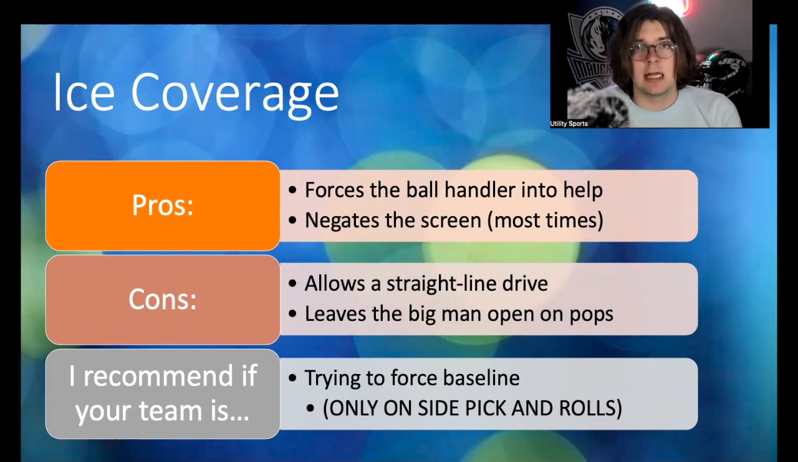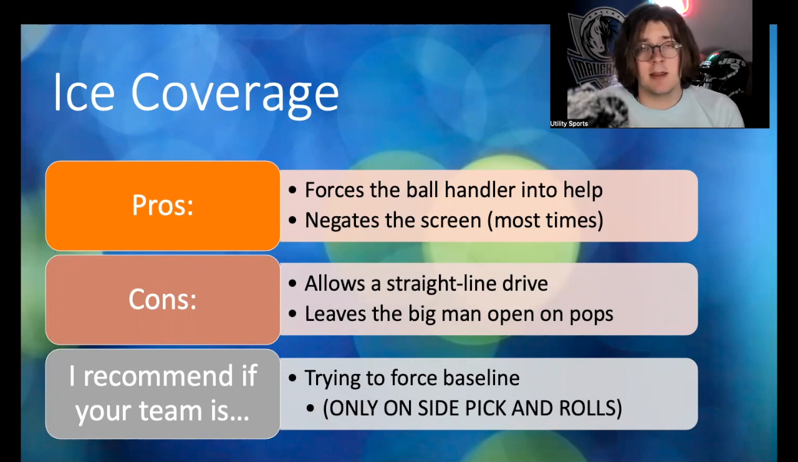Cons, though, you allow a straight line drive, which is one of the cardinal sins in basketball. You don't want to let guys get straight toward the rim. You don't want guys to attack straight downhill. That's what this defensive coverage allows, but you might be wondering, why is this a good defensive coverage to run then against the pick and roll? And the cons here, you're also going to leave the big man wide open on pops, and you'll see why. There's flaws to this defense, which is why I don't like it as much.